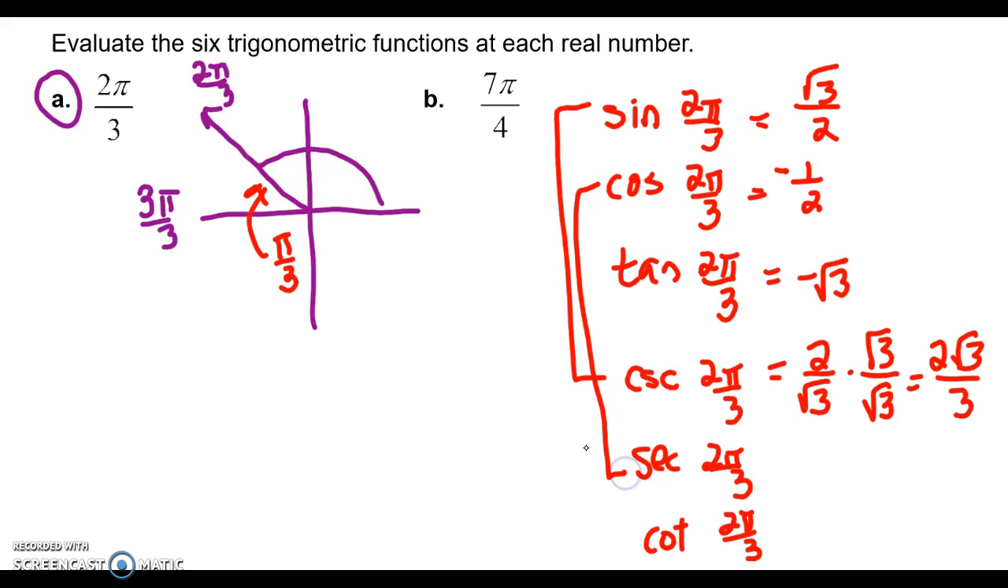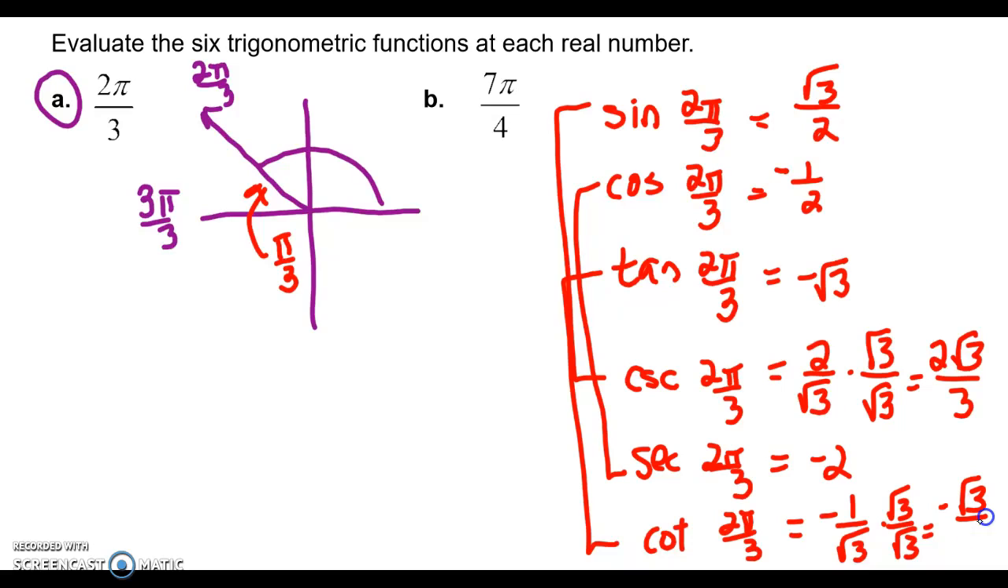Cosine and secant are reciprocal trig functions, so this one's easy. The reciprocal of negative 1/2 is negative 2. And then tangent and cotangent, if I find the reciprocal of negative rad 3, it'd be negative 1 over rad 3, and then we have to rationalize, and we get negative rad 3 over 3.